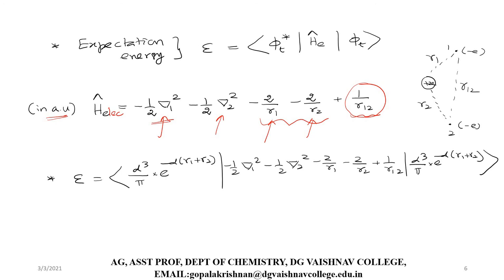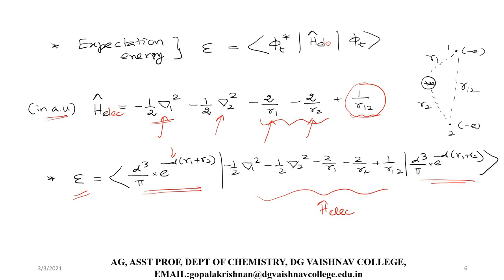That's why we are using these approximate methods. Now I'll substitute the trial wave function and the electronic Hamiltonian, which I have told you about, and calculate the expectation energy. So if I substitute, this is phi t star, this is phi t, and this is the electronic Hamiltonian for the helium atom.